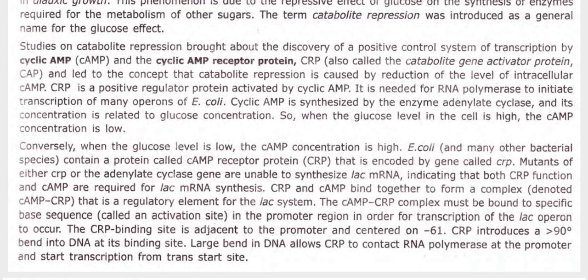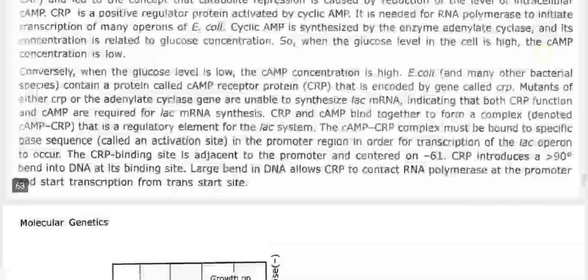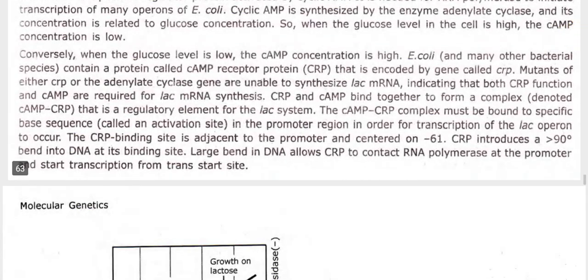So when the glucose level in the cell is high, the cAMP concentration is low. Conversely, when the glucose level is low, the cAMP concentration is high. E. coli and many other bacterial species contain a protein called the cAMP receptor protein that is encoded by a gene called CRP. Mutants of either CRP or adenylate cyclase genes are unable to synthesize lac mRNA, indicating that both CRP function and cAMP are required for lac mRNA synthesis.